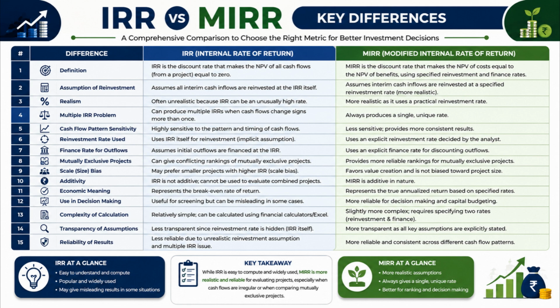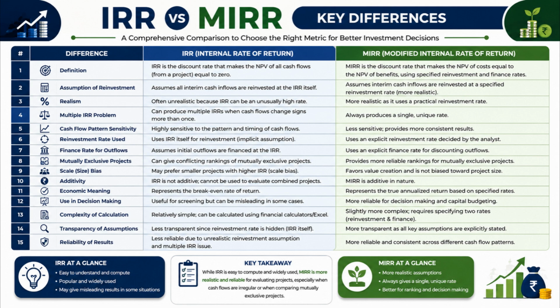Number 9. IRR may favor smaller projects with higher percentage returns, whereas MIRR focuses on overall value creation and reduces scale bias. Number 10. IRR is not additive and cannot effectively evaluate combined projects, whereas MIRR is additive and more suitable for evaluating project combinations. Number 11. IRR represents a break-even rate of return, whereas MIRR represents a more accurate annualized return based on realistic financing and reinvestment assumptions.